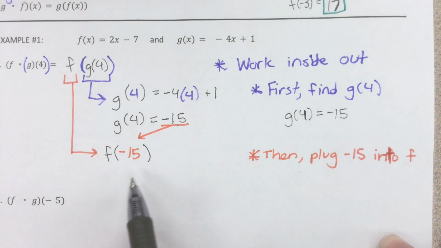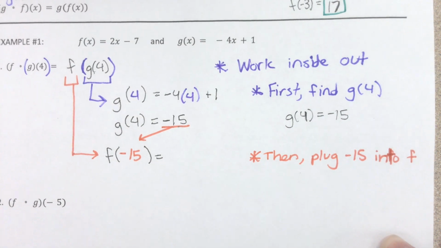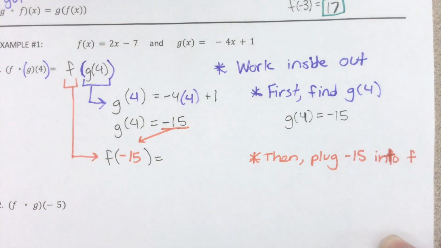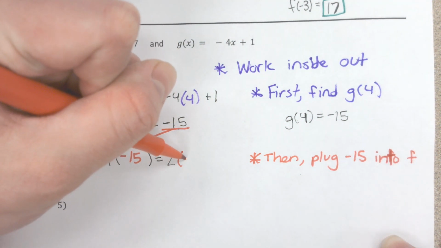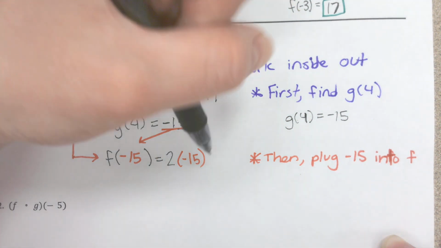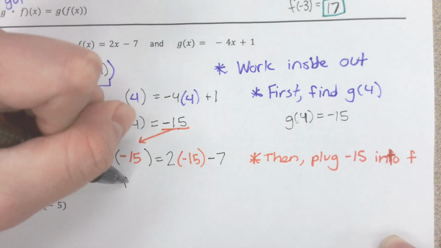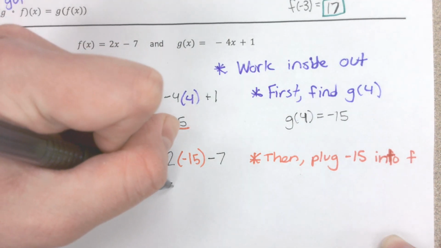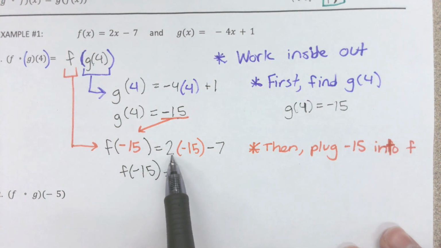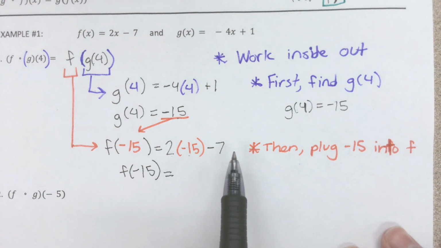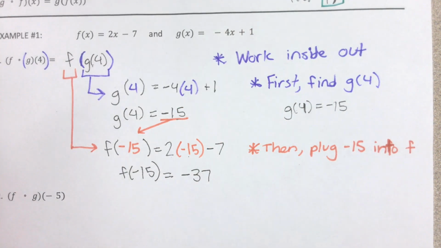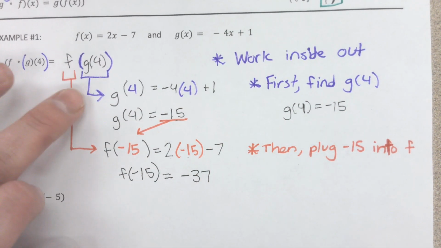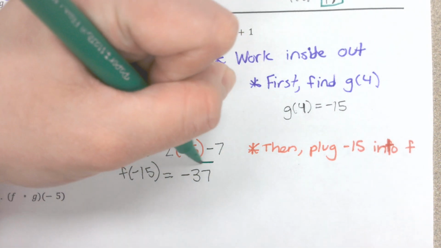So now we have a new problem to solve, f of negative 15. So for f above, we have 2x minus 7. We're going to plug negative 15 into both x's, which the first one I've already done. So it's 2 times negative 15 minus 7. f of negative 15 equals 2 times negative 15, that's negative 30, minus 7, negative 37. Since this was the outside function, I don't have anywhere else to go. I'm done. This is my answer.